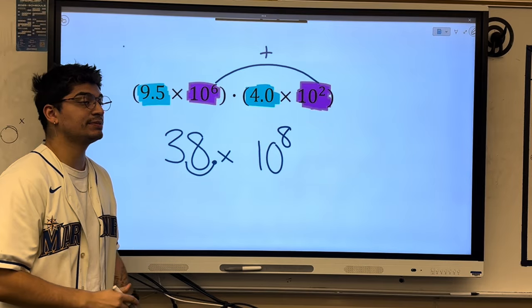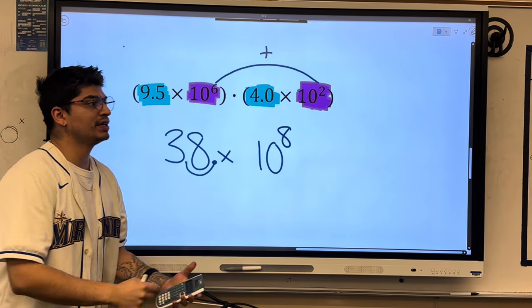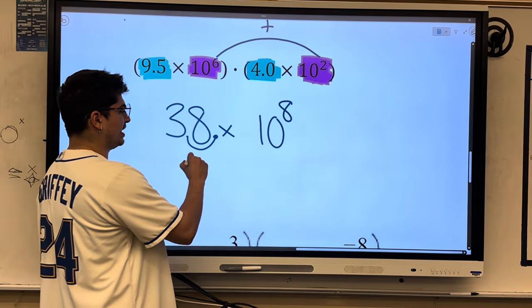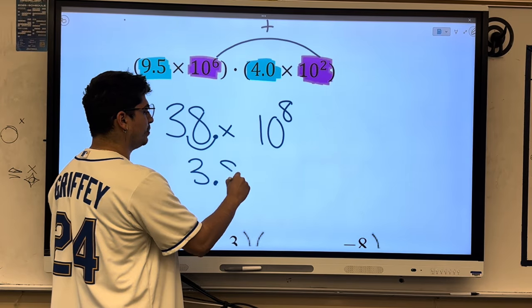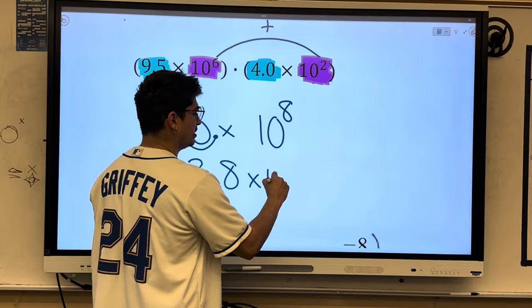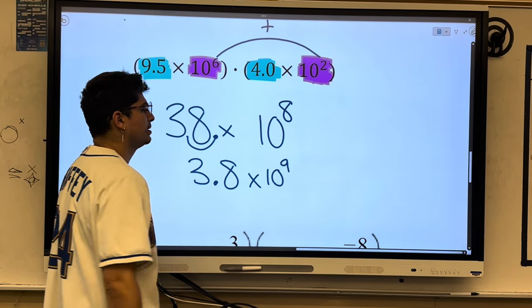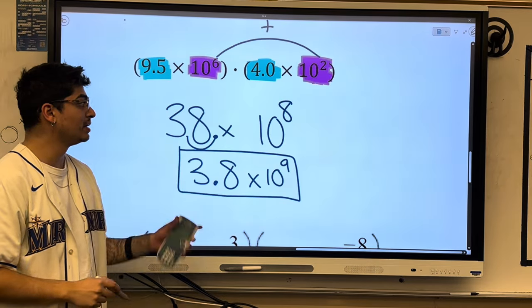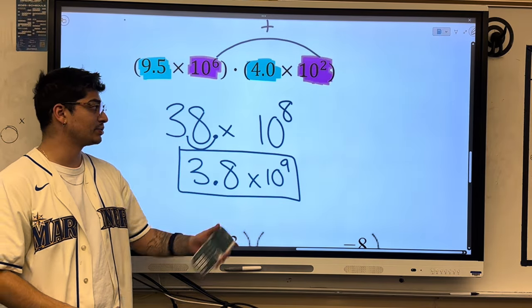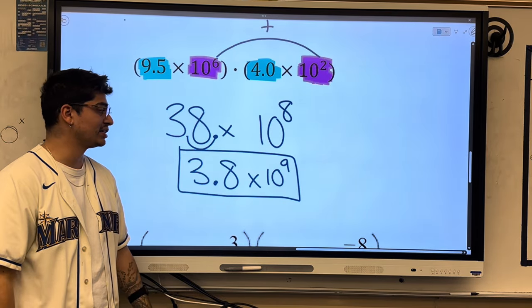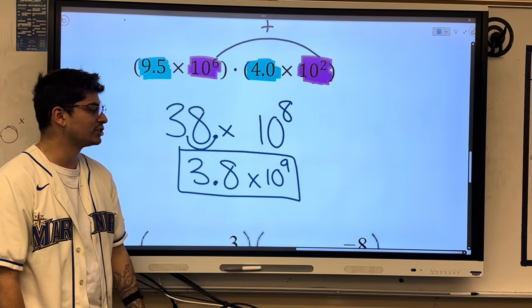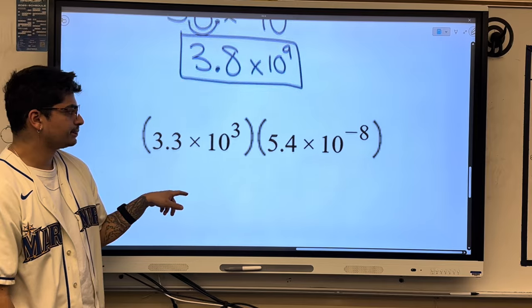So I'm actually going to have to change this one a little bit and put it into scientific notation. I'm moving my decimal to the left, which means I'm increasing my exponential power, and I would end up having a final answer of 3.8 times 10 to the 9th power. So this is going to be your final answer because it's in scientific notation form. This is great. You practice your ability to multiply scientific notation, but just remember that you've got to end in scientific notation. So I'll do another one.